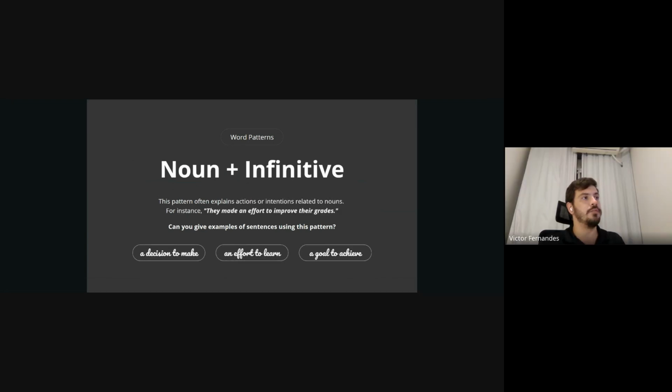And next we have noun plus infinitive. In this one, you have a decision to make, an effort to learn, or a goal to achieve. You see, we have patterns. Not only are they patterns themselves, but we can always see how they are put in a sentence. Probably we have also heard them in music or in TV series and movies because they are, well, very useful.